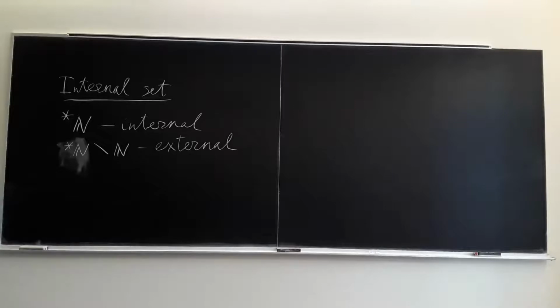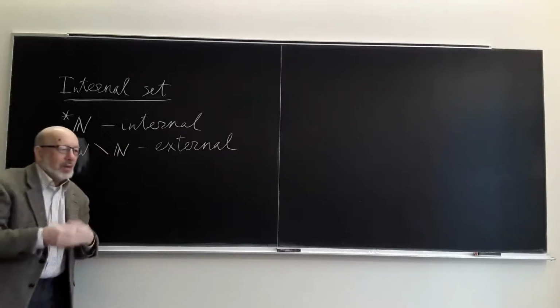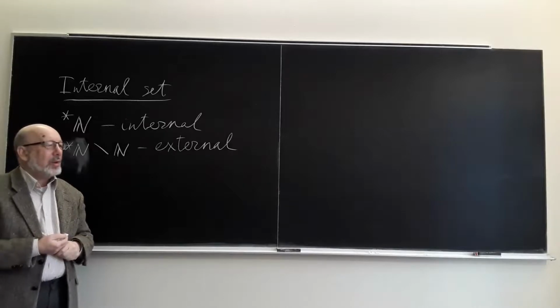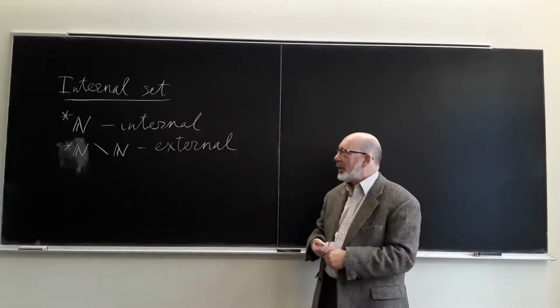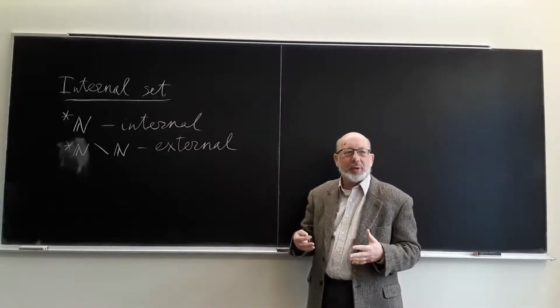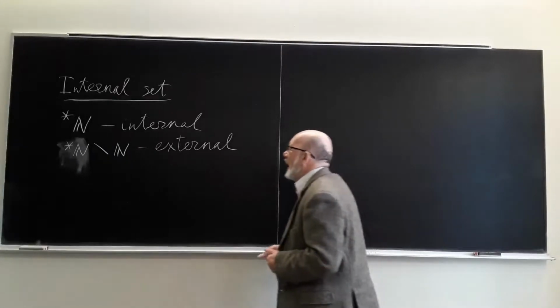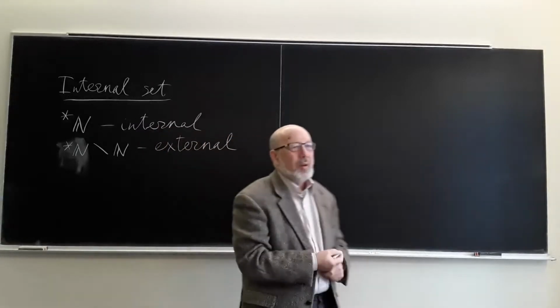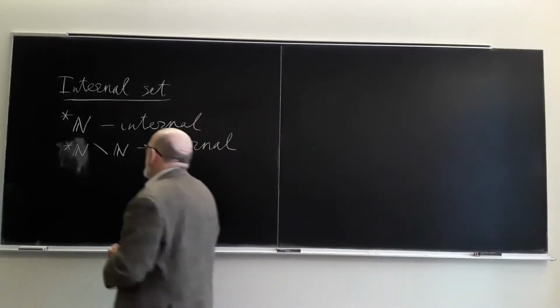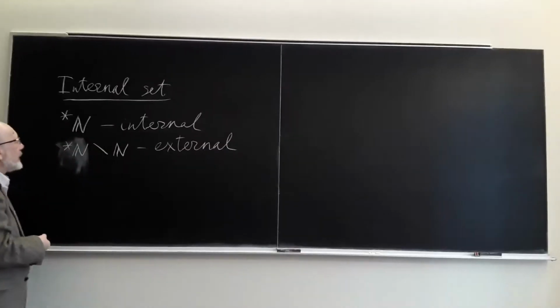So what is the difference? The difference is that the set star N is an object. It is not only a collection of some elements in our non-standard universe, but it is itself an object. So sets are also objects, yeah? And it turns out that this is not such an object. So why? It is a set of infinite non-standard numbers.